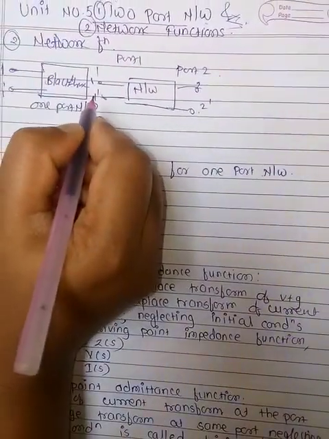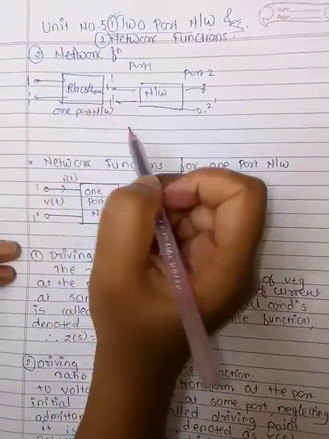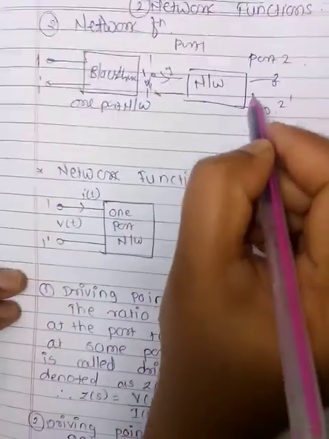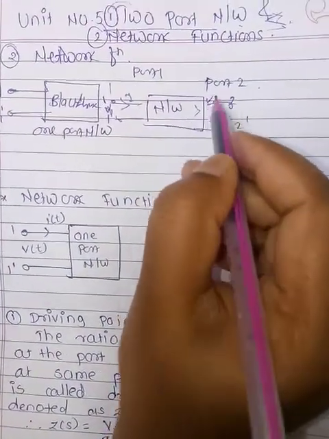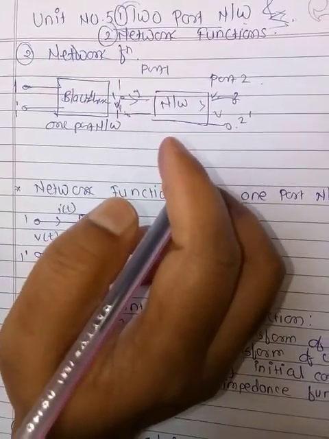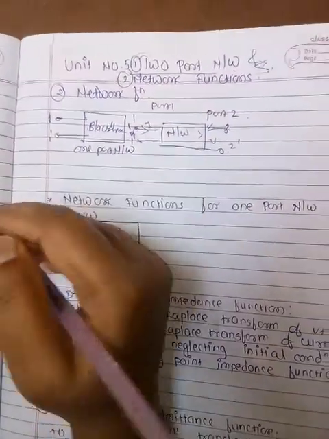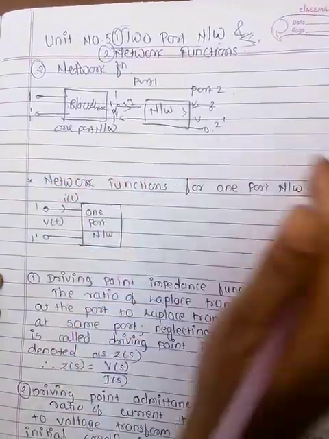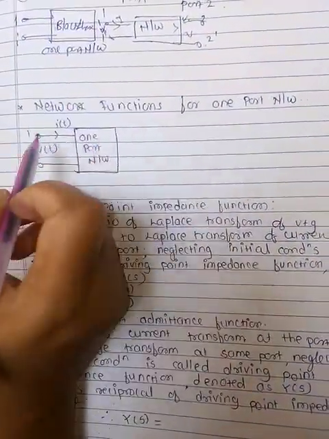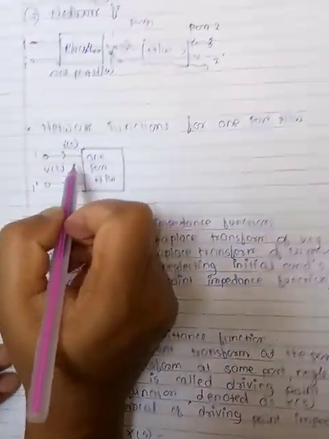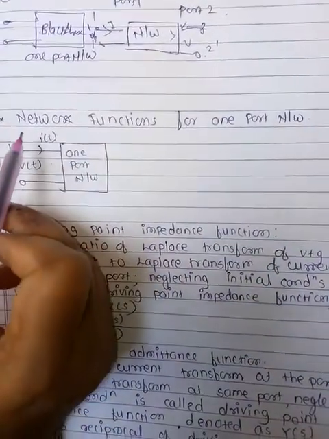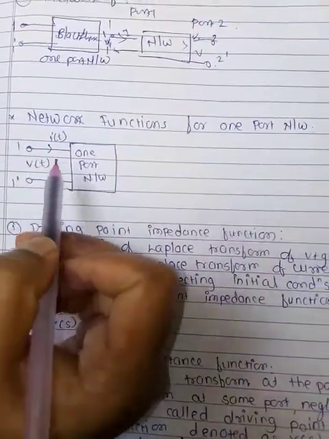Now the variables associated with each port are voltage and current. Actually, one-port networks are used practically as the load, while two-port networks are used to transfer information. Now in your syllabus, in particular, we have to study the network functions for one-port network and two-port network. First of all, we will see the network function for one-port network.